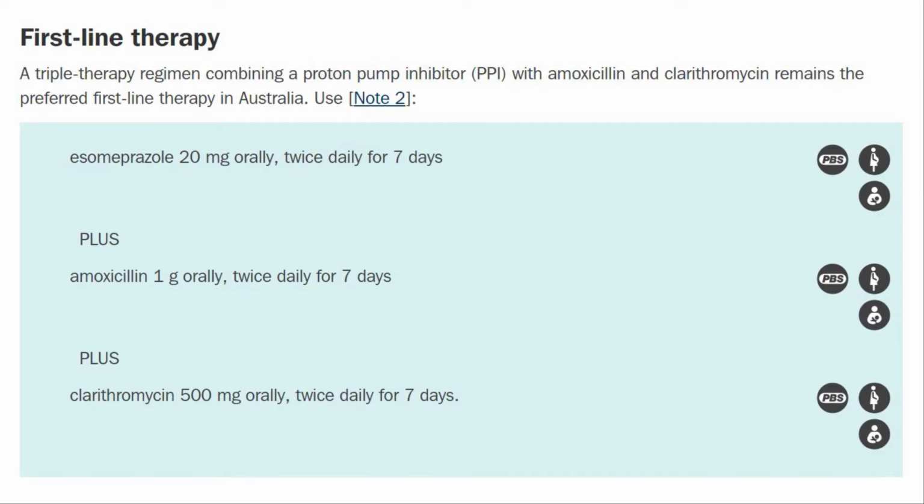Here's the first-line triple therapy for someone who has H. pylori and an ulcer. You put them on a PPI. Esomeprazole is for some reason favored. Plus amoxicillin plus clarithromycin, and that whole thing they do for a week, and it comes in a combination package now from the pharmacy.